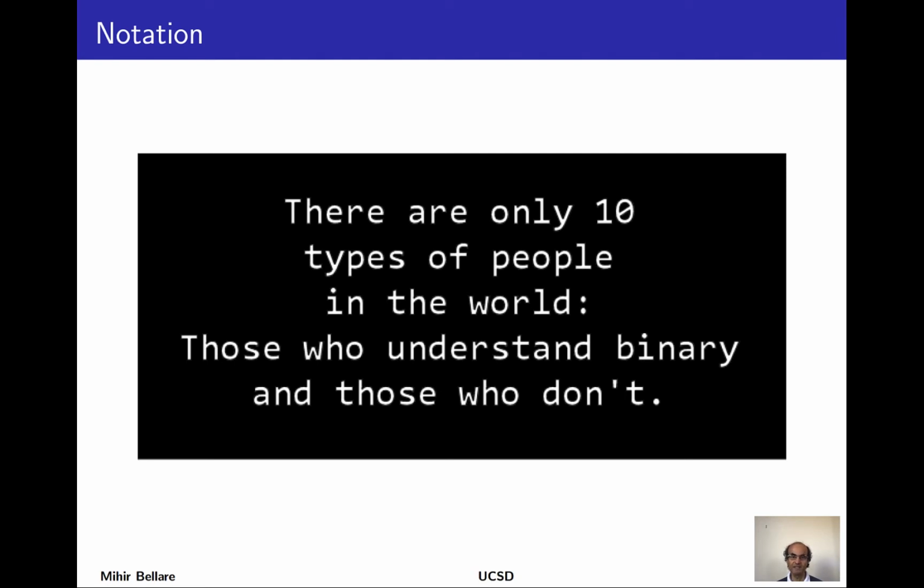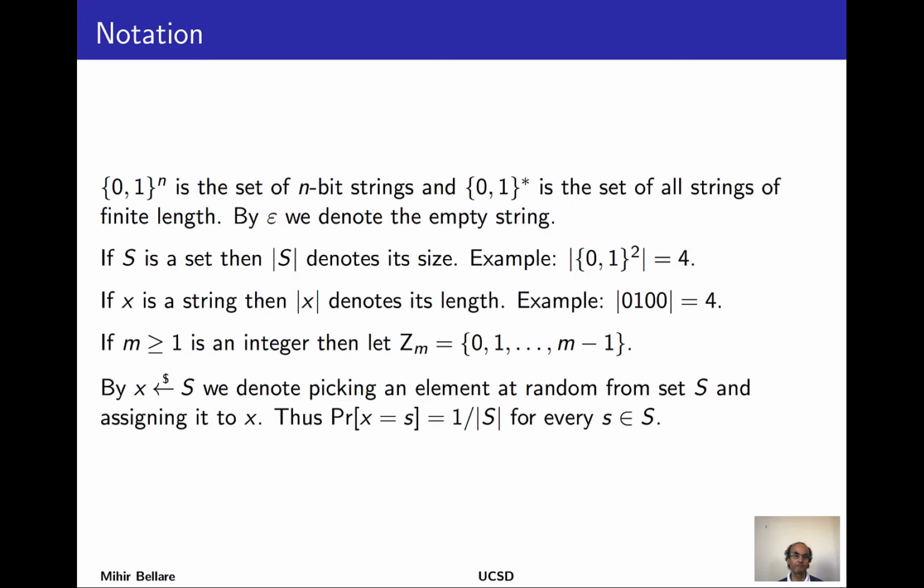You've probably seen this joke a few times, and it's just to explain that we'll also be working mostly in binary. So in binary, recall that {0,1}^n is the set of all n-bit strings, and {0,1}* is the set of all strings of finite length. So it's an infinite set, but everything in it is a string of finite length. The empty string is denoted epsilon.